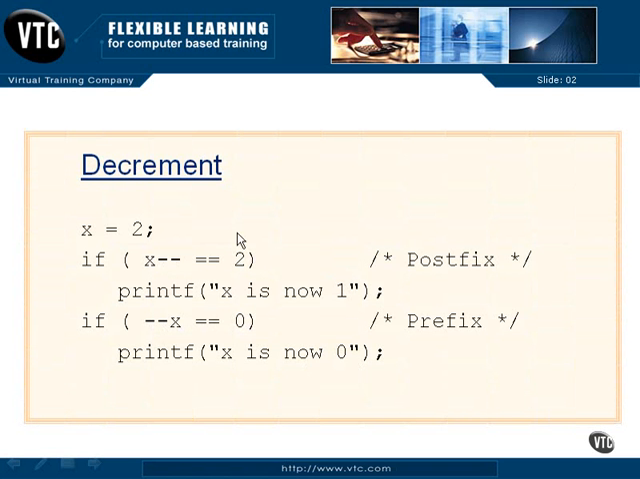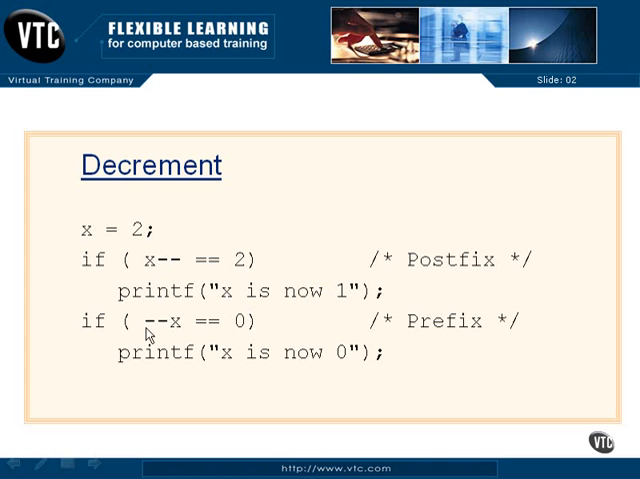Decrement works just the same way. Here we're going to set up and say that x is equal to 2, and if x minus minus decrement is equal to 2, that's our postfix, and that will be the case because we will do the comparison first because we have the postfix decrement. We'll do our comparison. X is in fact 2. We'll come down here and we'll say that x is now equal to 1, because we have decremented x at that point, so it has gone down to 1.